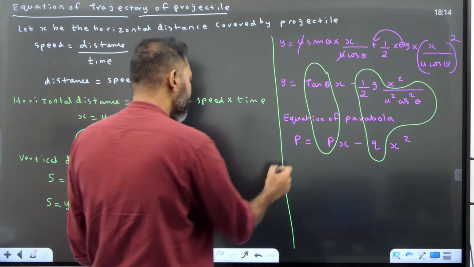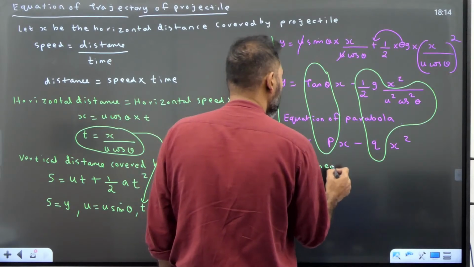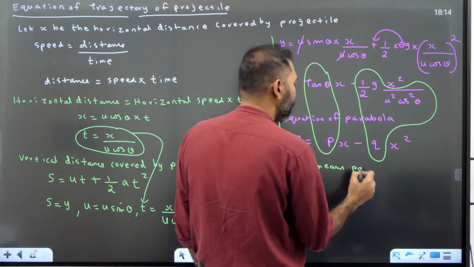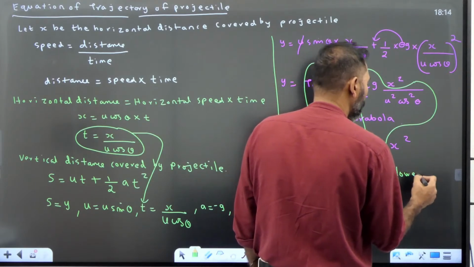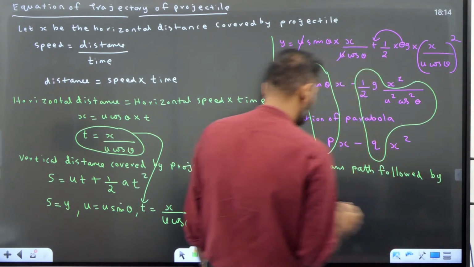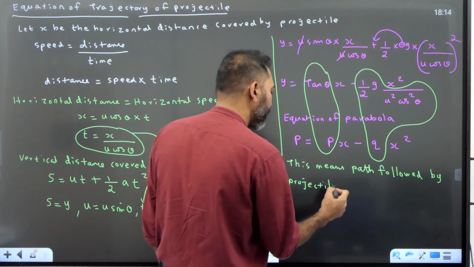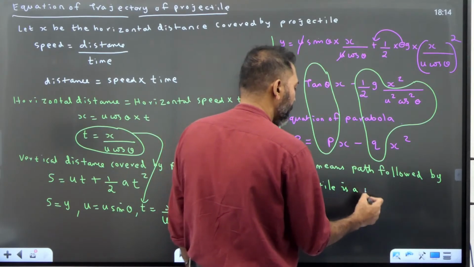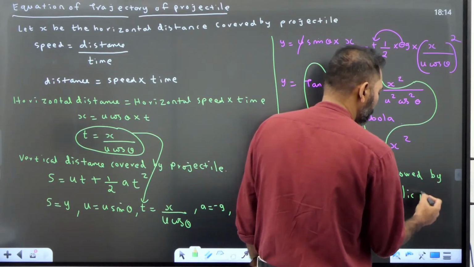This means the path followed by projectile is a parabolic path. Which is a very important information.